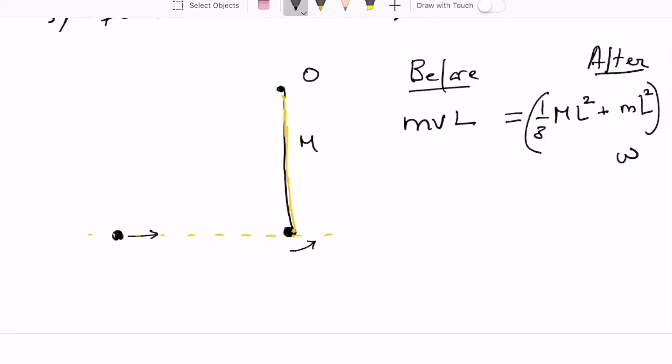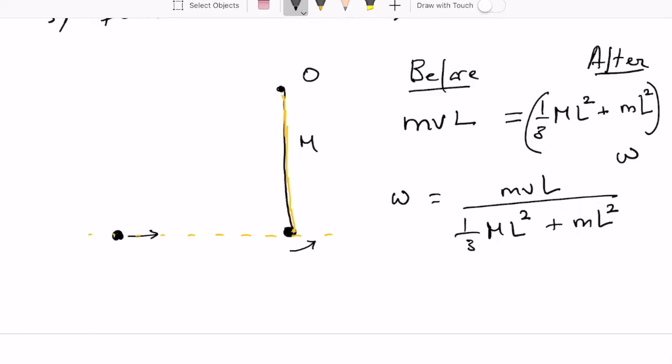right? And so now we can just solve for omega. So omega is going to be mvL divided by 1/3 capital M L squared plus m L squared. And you could probably simplify that a little bit. Okay, and why did I use 1/3 ML squared? That is because that is the I for a rod that's rotating around one end. So that we saw earlier in chapter 9, I think, that turns out to be 1/3 ML squared. Okay, so that is your omega.